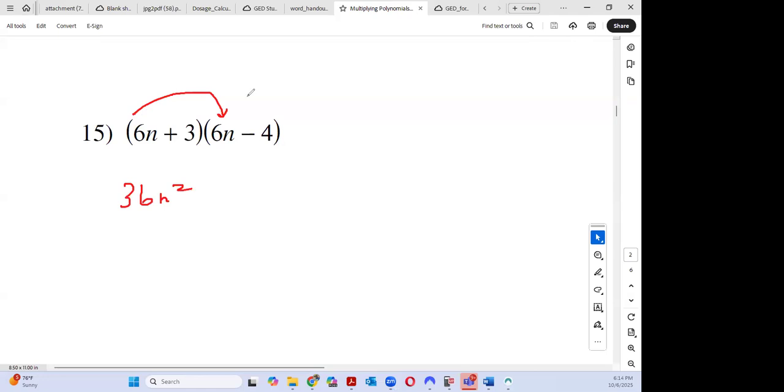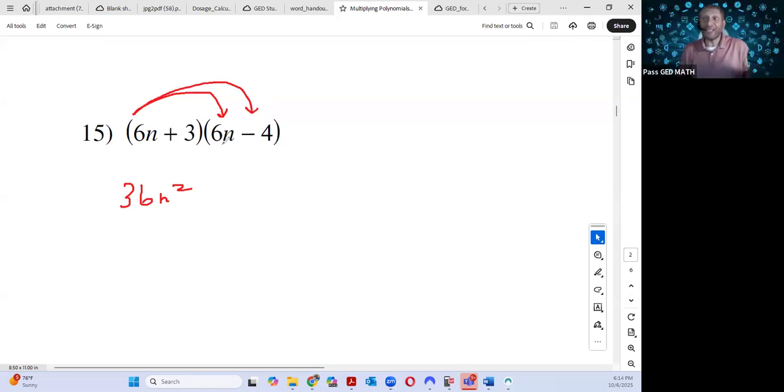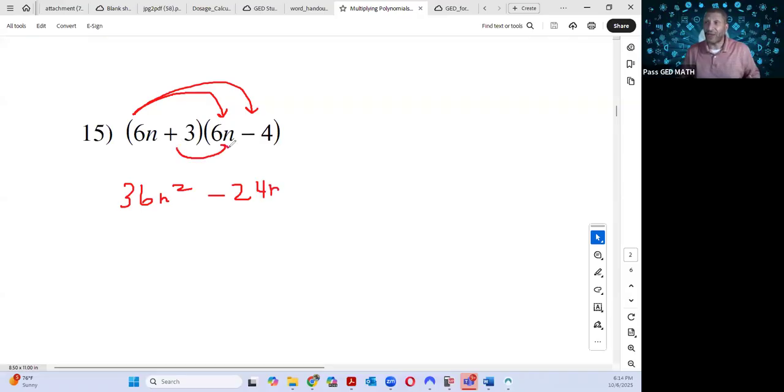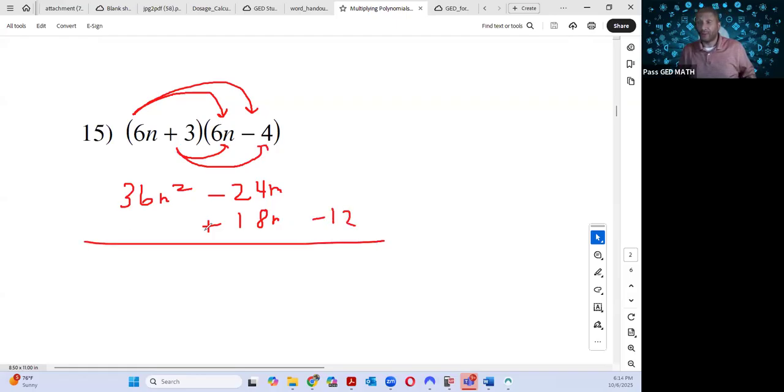Okay, I have a positive and a negative. That means my answer is negative. Negative 24n. I have a positive times a positive. I know my answer is positive, plus 18n. I have a positive times a negative. I know my answer is going to be negative. Now combine like terms. 36n squared minus 6n minus 12.